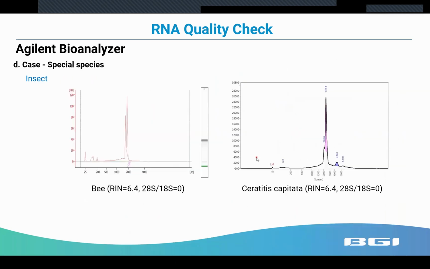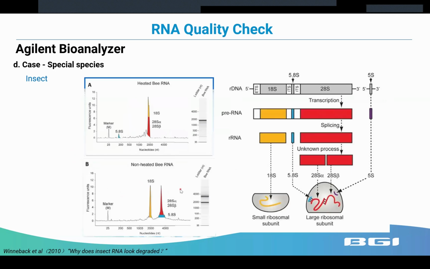Let's see another interesting case from the insect. For insect, even with a very high RIN value, which indicates a high quality RNA, we can see that the 28S ribosomal RNA peak disappeared. Why? It turns out that the heat denaturation step will break the large subunit 28S ribosomal RNA into 2 fragments, the alpha unit and the beta unit, where the sizes are almost similar to the 18S. This will cause the fragments to be resolved at a similar position with the 18S in the Bioanalyzer profile. This phenomenon is explained in the paper, Why Does Insect RNA Look Degraded?